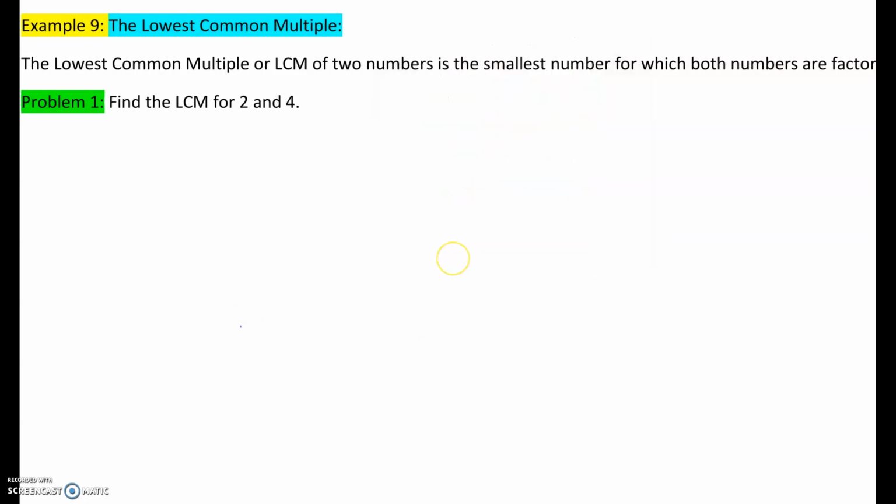Hi class, for these problems we're going to be looking at the lowest common multiple. And here is one way to actually find the LCM for each of the values. So what I'm going to do is put the 2 here and then the 4 in this position. And then I'm going to start looking for common factors, or in this case multiples.